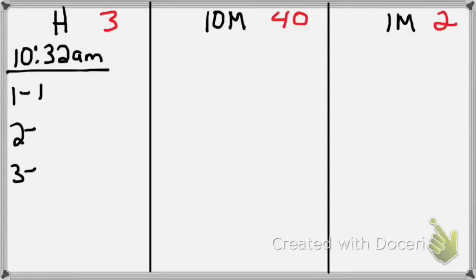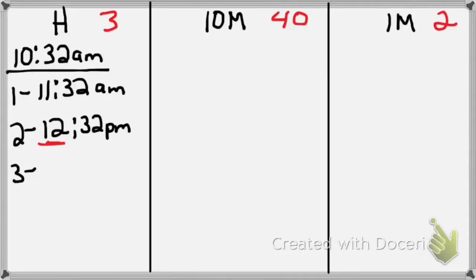1 hour later would be 11:32 a.m. 1 hour after that would be 12:32. Oh, but as soon as I get to a 12, we know that we switch the AM or PM. So since this is 12, instead of being AM, I'll need to switch. So it would be 12:32 p.m., because we always switch the AM or PM at the 12. 1 hour after 12:32 p.m. would be 1:32 p.m. Okay, so that's my 3 hours.